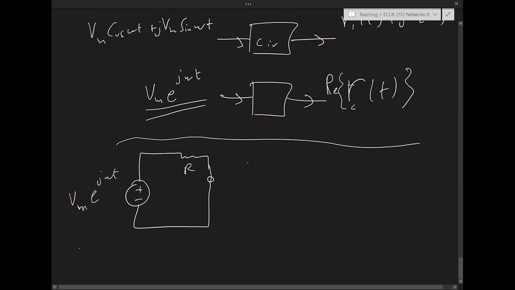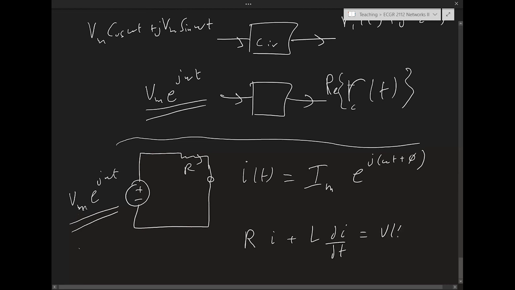I can just say that the response i(t) is going to follow the form of the forcing function. So the response is always going to be another complex function, Im e^{j(ωt + φ)}. I plug it back into the differential equation, Ri + L di/dt = v(t).